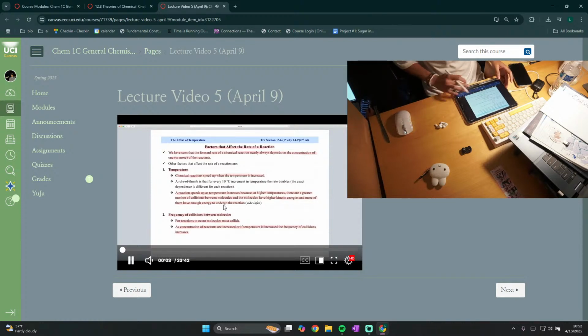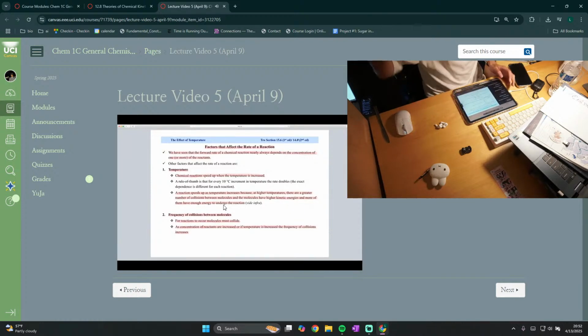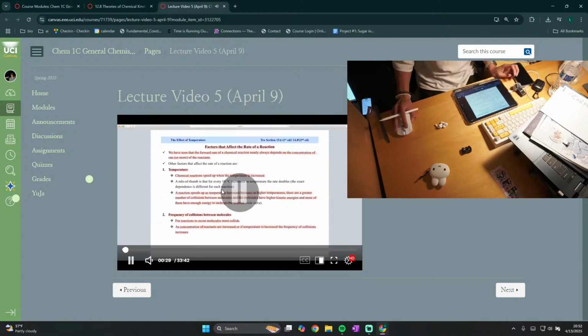Hello, everybody. Today, we're going to finish up chemical kinetics, and we're going to look at factors that affect the rate of a reaction. One factor that we already know that affects the rate of a chemical reaction is the concentration of its reactants. After all, that's what the rate law gives us. The rate law gives us the dependence of rate on the concentration of reactants.